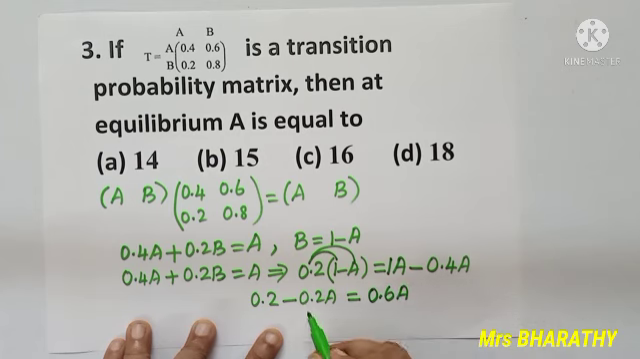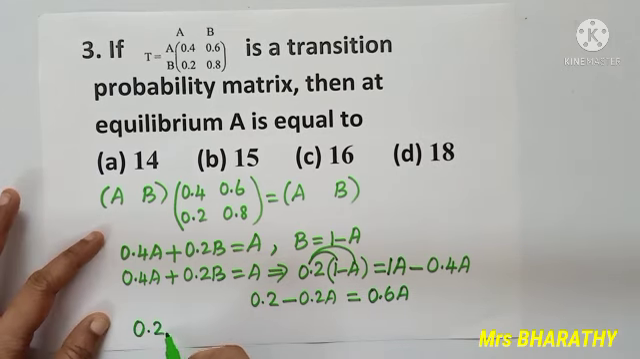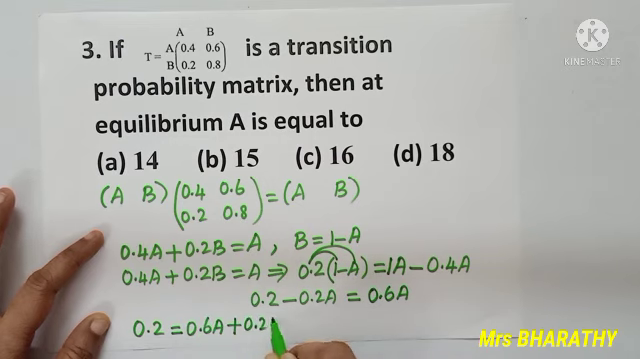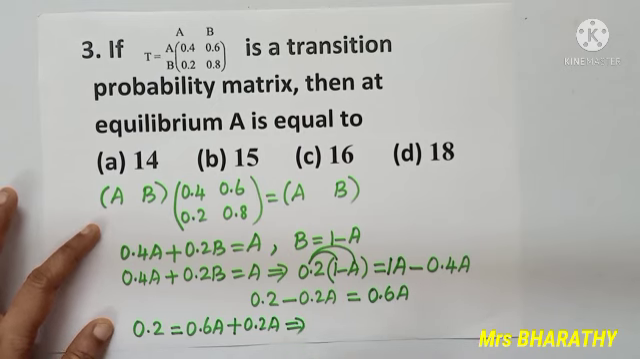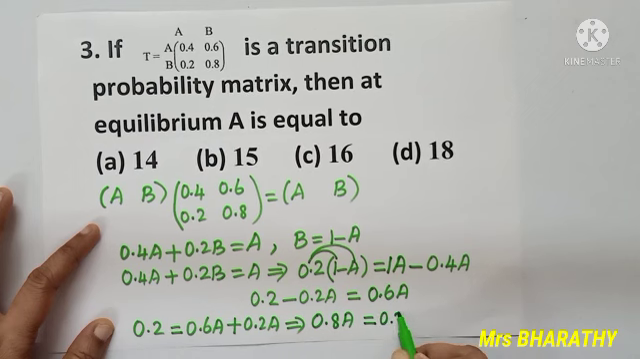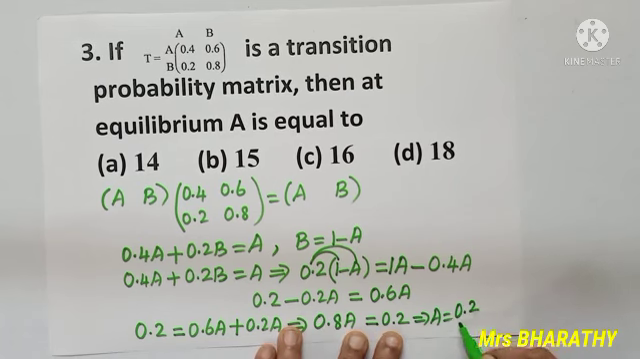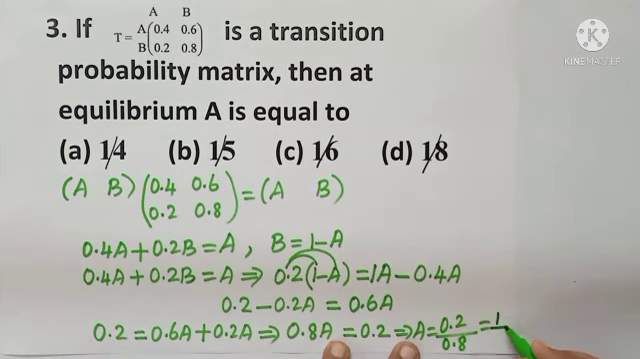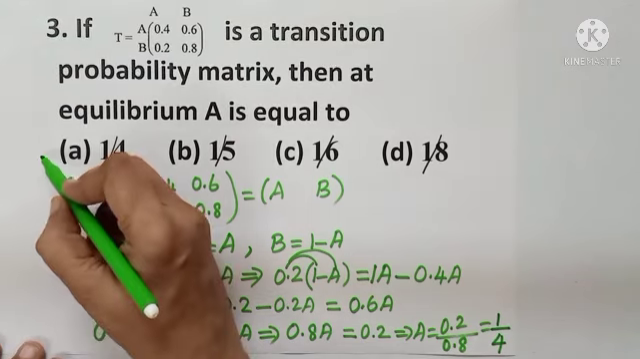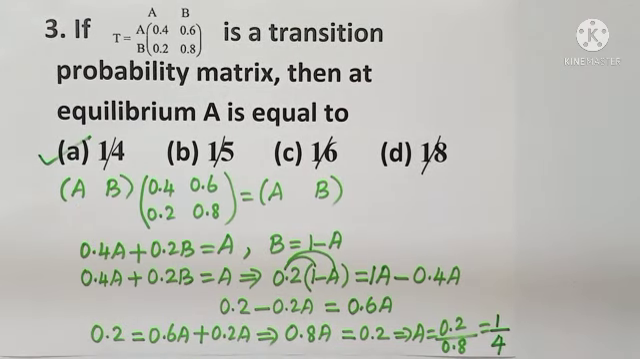0.6A. Bring this 0.2A to the other side. I get 0.2 equals 0.6A plus 0.2A, or we get 0.6A plus 0.2A is 0.8A equals 0.2. My question is to find out A, that is 0.2 divided by 0.8. As we cancel, 1 divided by 4. So option A is the right choice.